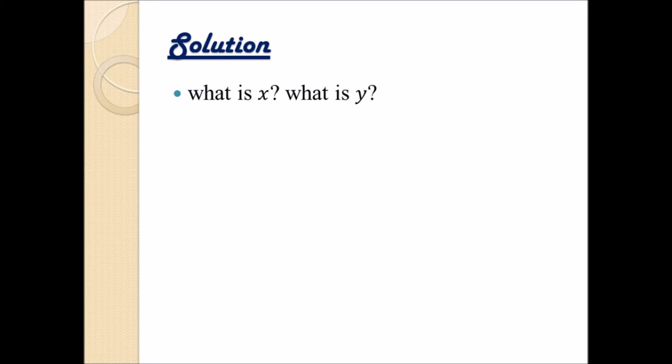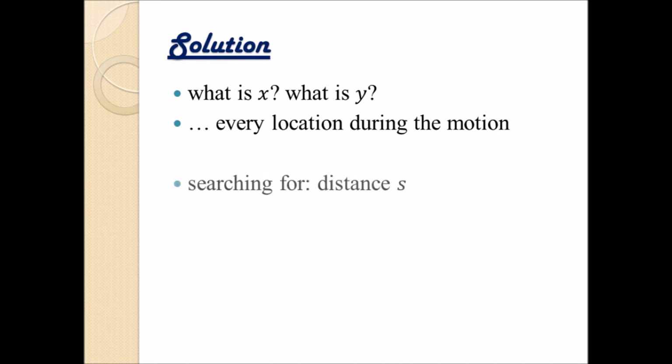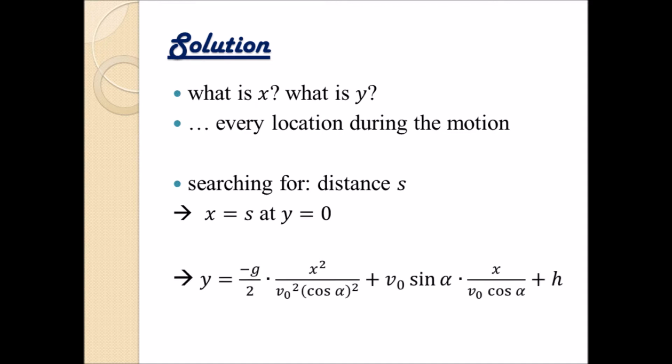And what are x and y in detail? Well, basically, we've seen it before. It's every location during the motion. But we are looking for a particular one. We are searching for the distance s. And the distance s is measured along the horizontal direction. So we are looking for the point where x equals s. And this is exactly the point where y equals 0, where we hit the ground. So we can take our complex equation of motion and substitute x by s and y by 0.